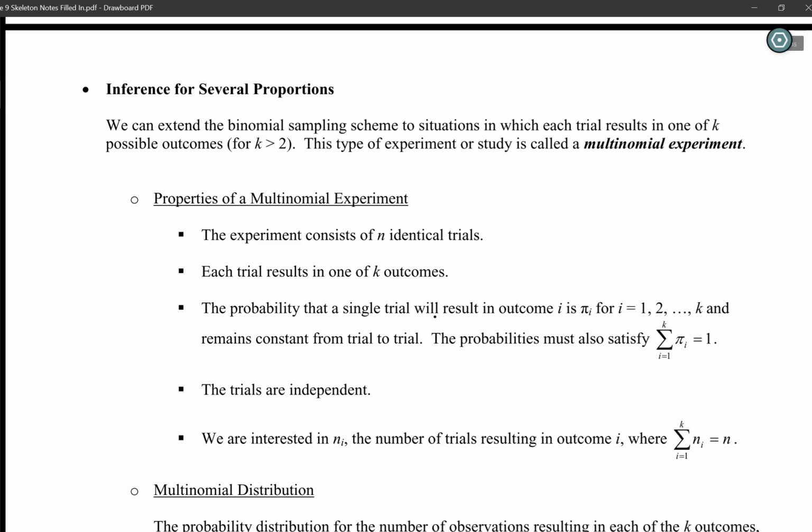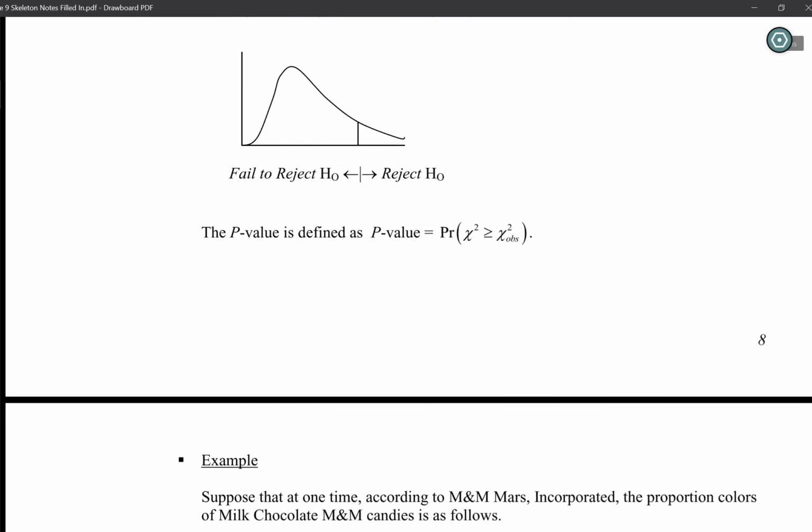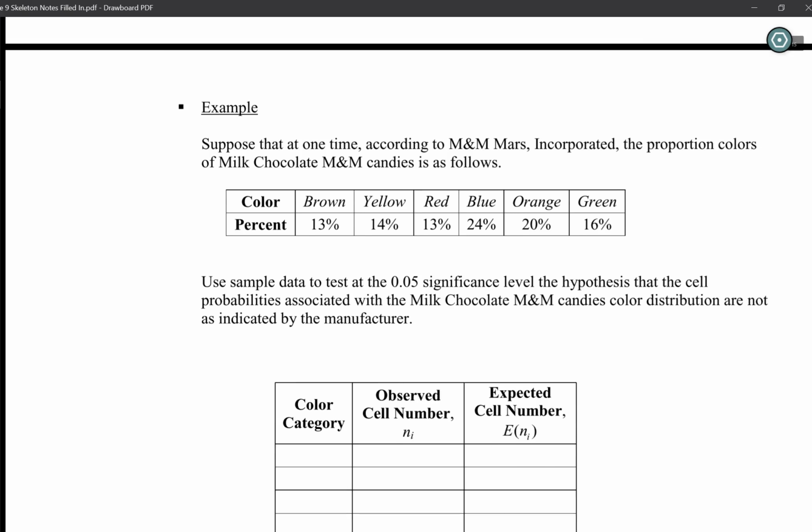Inference for several proportions. So here we move from two proportions, inference on two proportions, to inference on several proportions. And when we do that, we have a different kind of sampling scheme. We have what's called a multinomial experiment. And let me see if I can motivate that for you on a few pages down here.